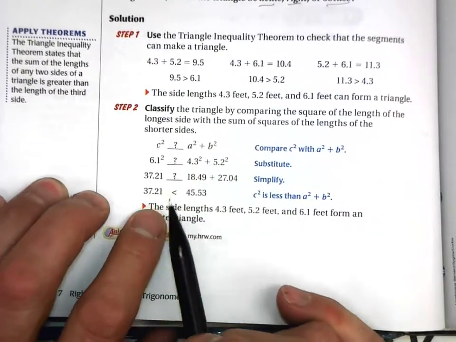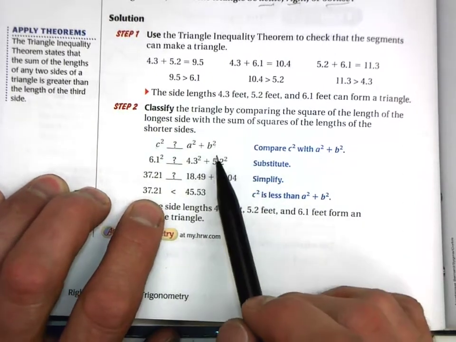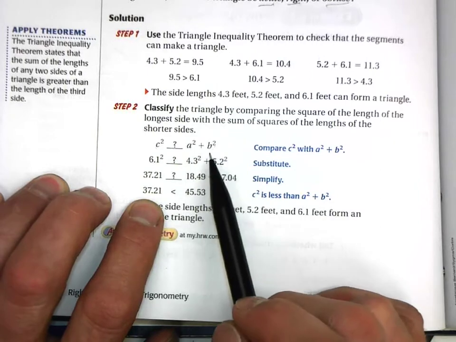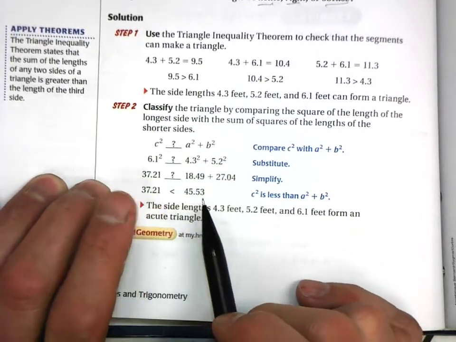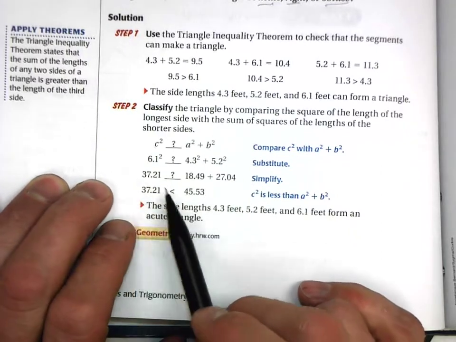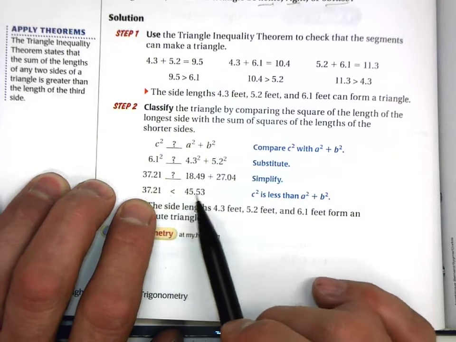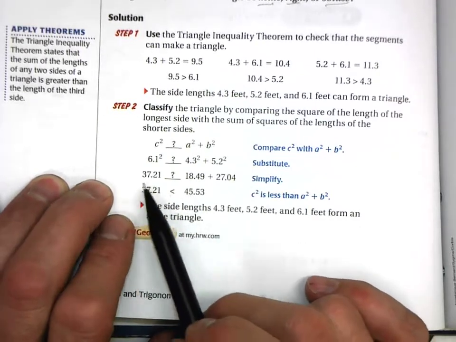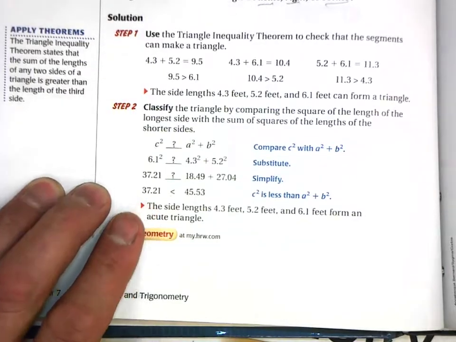And once we calculate that, C squared is 37 and change, and on the right hand side, A squared plus B squared is 45 and change. So what should be the hypotenuse is too small. 37 is less than 45. So this, what should be the hypotenuse, is too small. So what kind of a triangle is that?